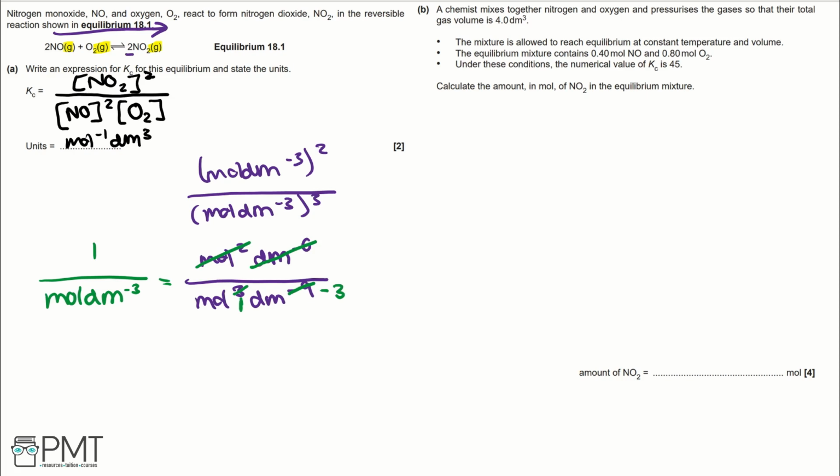To get the 2 marks for this question, you need to have the correct expression for Kc and the correct units for Kc. Part B.